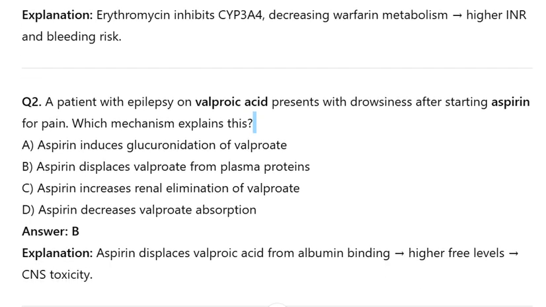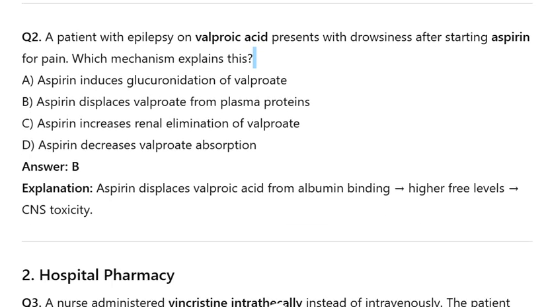Q2. A patient with epilepsy on valproic acid presents with drowsiness after starting aspirin for pain. Which mechanism explains this? A. Aspirin induces glucuronidation of valproate. B. Aspirin displaces valproate from plasma proteins. C. Aspirin increases renal elimination of valproate. D. Aspirin decreases valproate absorption. Answer B. Explanation: Aspirin displaces valproic acid from albumin binding, causing higher free levels and CNS toxicity.